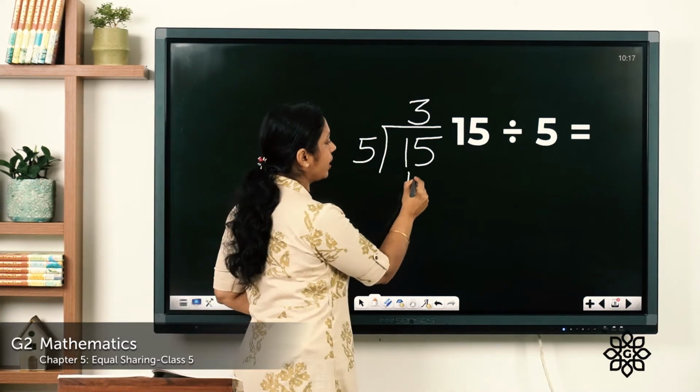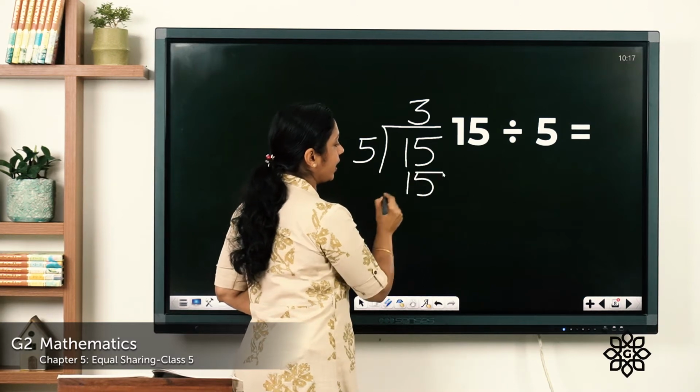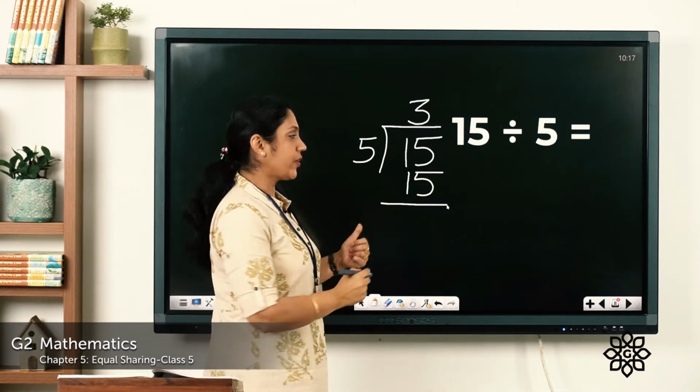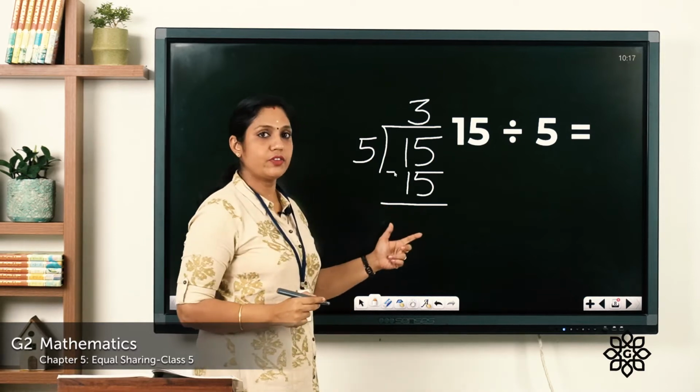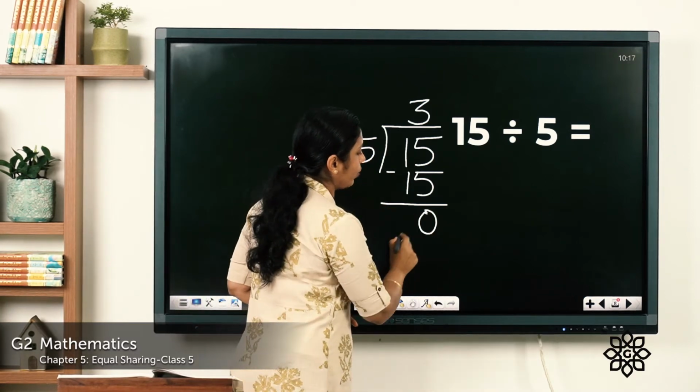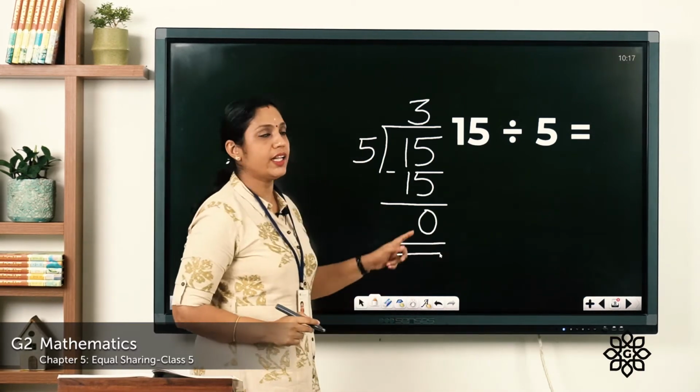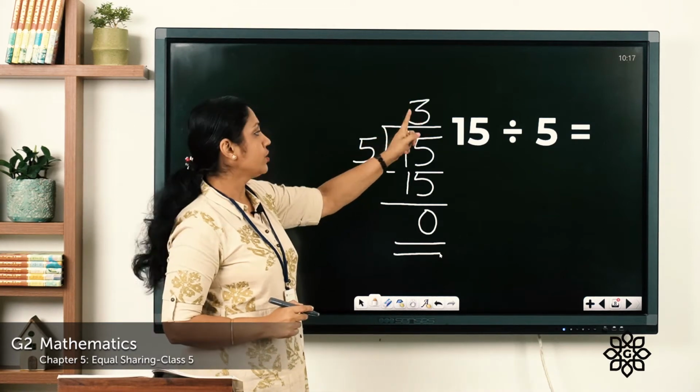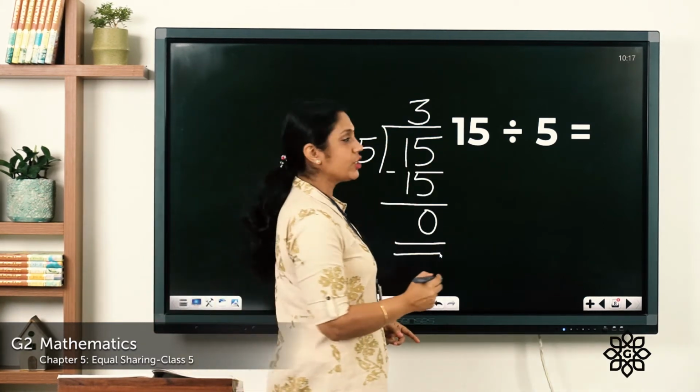We have to write it under 15, and then the next step is to subtract. So 15 minus 15 is equal to 0. We reach the end of this division and the answer is 3. So 15 divided by 5 is equal to 3.